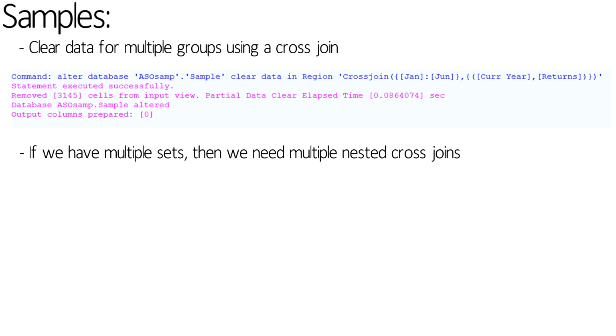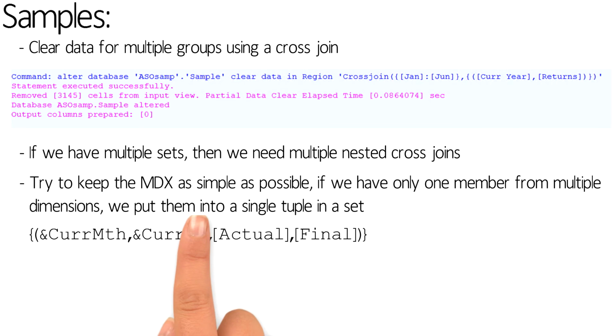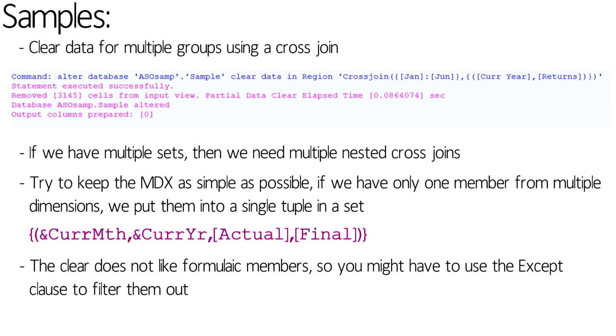If we have multiple sets, then we need to do multiple nested cross joins in order to get those sets done. You should try to keep the MDX as simple as possible. For example, if we only have one member from multiple dimensions, we can put them into a single tuple within a single set. So here I'm using a substitution variable for current month and current year, actual and final. These are 4 different dimensions, so I can just list them individually in one set. I don't have to do any type of cross joins. Makes it much more efficient. The clear doesn't like formulaic members, so if you have what's dynamically calculated, you might have to use the except clause to filter them out.